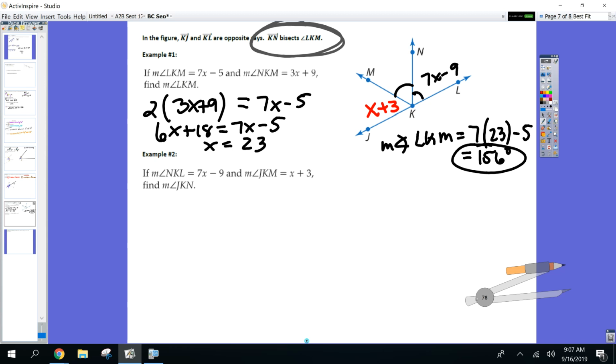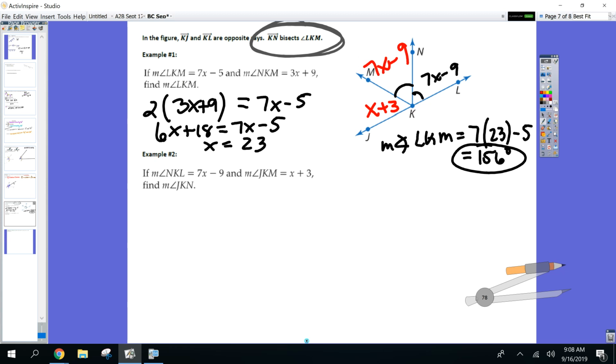Could you add anything to my diagram right now? I know that's 7x minus 9 and that's x plus 3. Could you label any other angle? Yes, Aman? I'll get there in a second. Yes, that's what this is going to involve, but I need one more before I do that. These two angles are what, guys? Right here. These two are congruent. So if that one's 7x minus 9, you better believe this one is 7x minus 9.